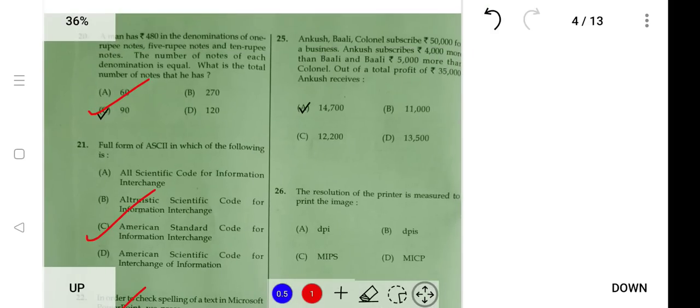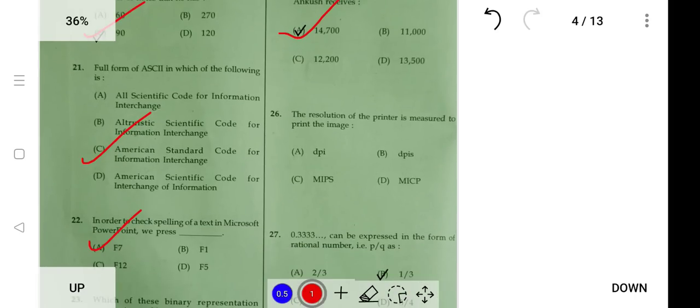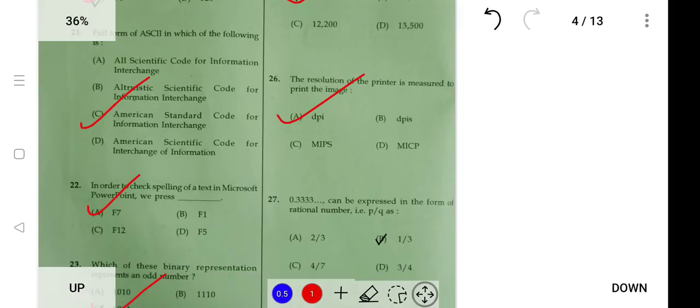Next, Ankush, Bali and Colonel subscribed 50,000 for a business. Ankush subscribed 4,000 more than Bali, and Bali 5,000 more than Colonel. Out of a profit of 35,000, Ankush receives 14,700. The resolution of a printer is measured by DPI, that is dots per inch.